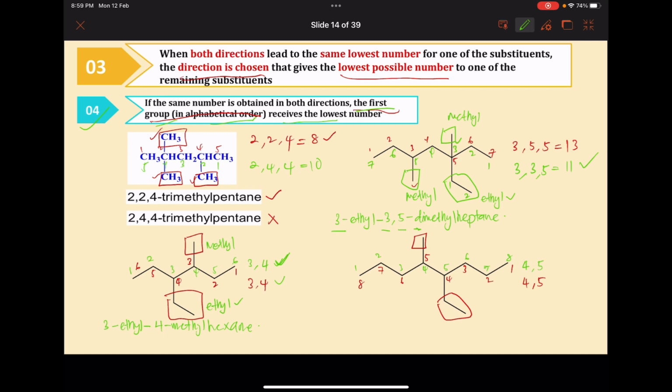So which route will we use to name the compound? We use step 4. Since ethyl will be the first substituent because of the alphabetical order, we follow the red route. So we can name this compound as 4-ethyl-5-methyloctane.